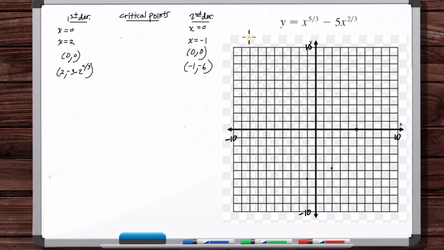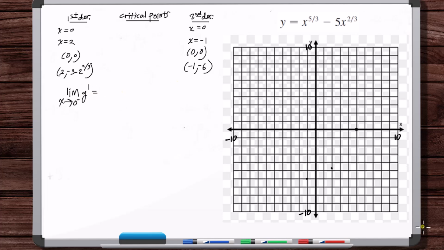This function is continuous everywhere, so we don't need to take the limit of the function as x approaches 0, because we know that limit is going to equal 0. But again, the first derivative exists at x equal to 2 and x equal to minus 1, but the first and second derivative don't exist at x equal to 0. So let's say, what is the limit as x approaches 0 from the left of the first derivative?